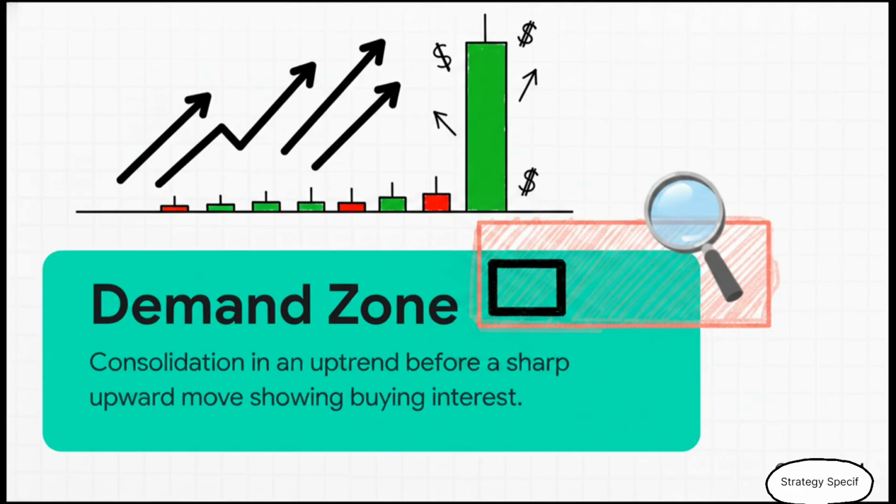That sharp move tells us that a massive amount of buying interest kicked in right at that specific price. To mark this, you just grab your rectangle tool on your chart and draw a box from the low to the high of the consolidation candle right before that market explosion. Boom! That is your demand zone.